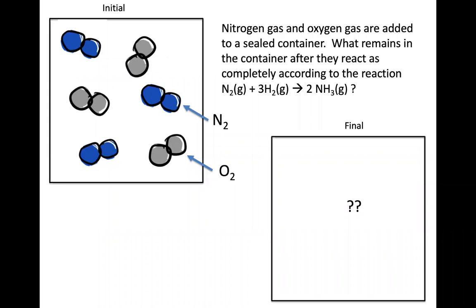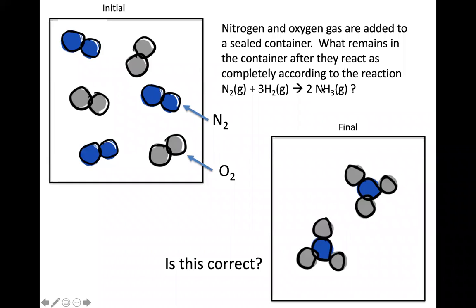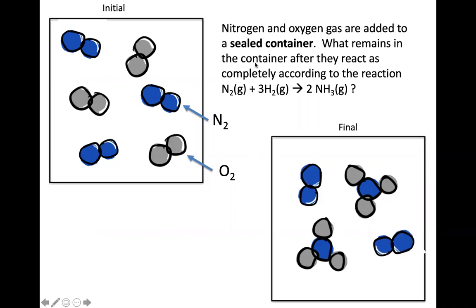I see that I have some N2 present. I've got H2 present, so I have the reactants, and I'm forming NH3 as the product. So you might say, well, let me put the NH3 in there. Let me put NH3 into the container as the final one. Would this be correct? Well, what we have to be careful with is it says it is a sealed container. If it's a sealed container, I can't add or lose particles.